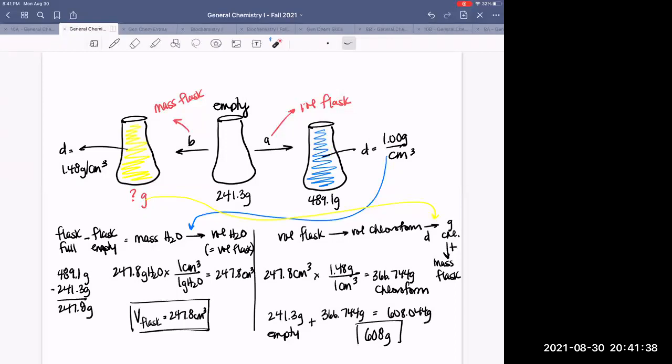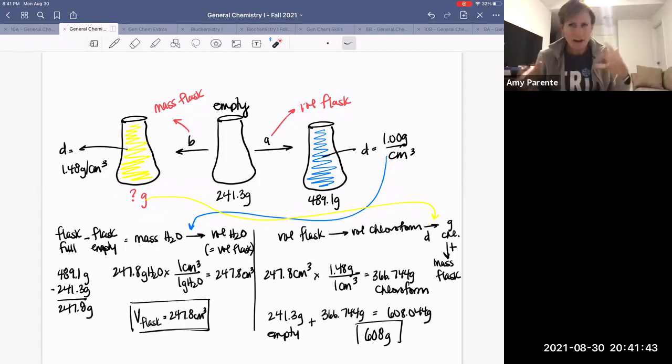Okay. So again, a lot of these problems are like little logic puzzles. It's like, all right, how do I figure out how to use these pieces of information?